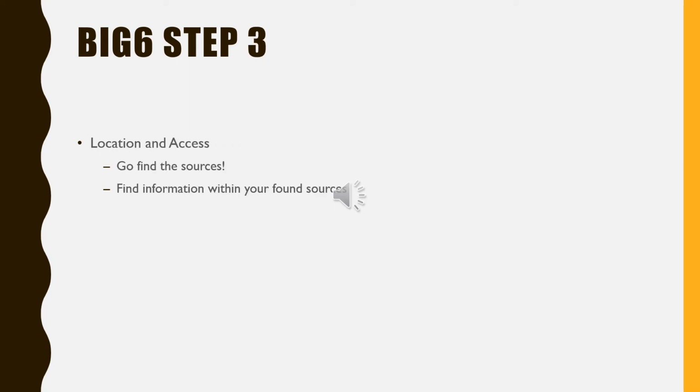Big 6, Step 3, Location and Access. Go find the source. If you need to use a textbook, but the textbook is only kept in your classroom, you know you can only get access to that book during the school time. So you can't wait until after school to do your project. You need to go and then find the information within your sources. If you have to get in a database that needs a password, you got to find the database, get the password, and then look inside the database to find the sources that you need.